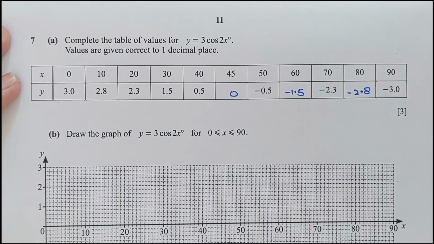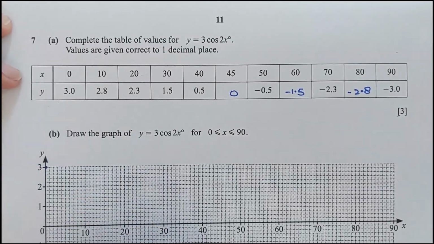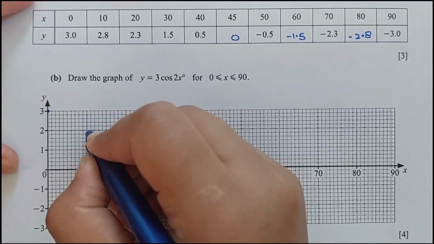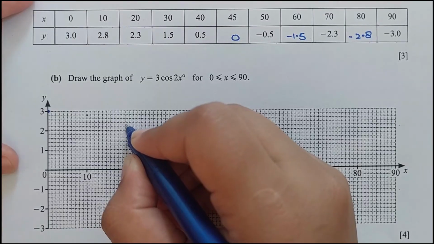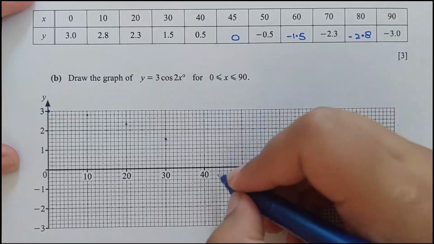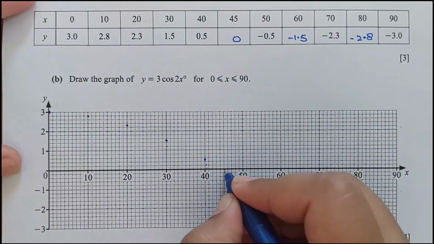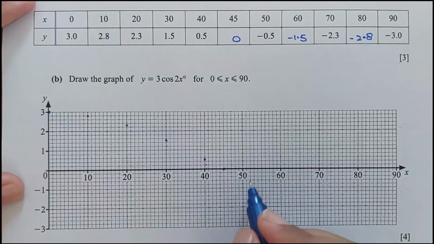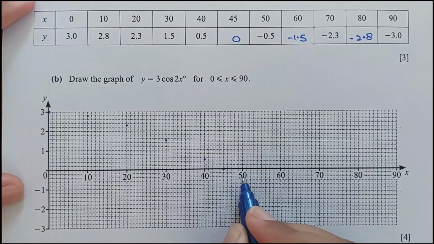Now for part B, draw the graph for the function from 0 to 90. For 0, it is 3. For 10, it is 2.8. For 20, we have 2.3. 30 is 1.5. For 40 it is 0.5. 45 is 0. 50 is negative 0.5, so where it is, 0.5 is over here.